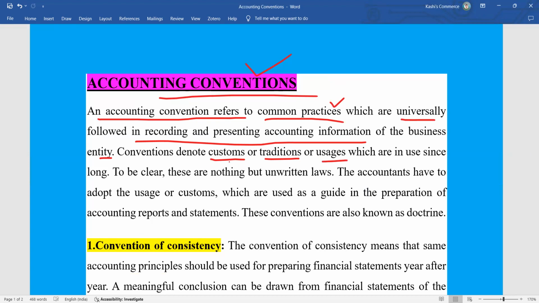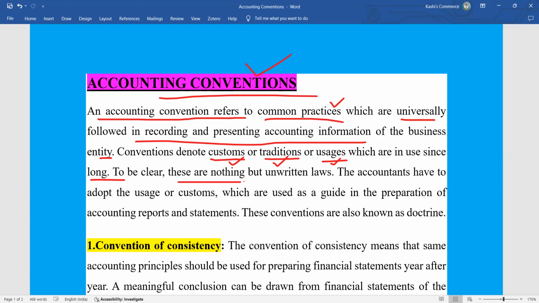We can also say conventions are customs or traditions or usages which are in use since long. Generally, we say that about customs and traditions. Traditions are in use since a long time. There are different traditions for different religions, and different traditions for different castes. So here we can also say the conventions are customs or traditions or usage. These are from a long period.